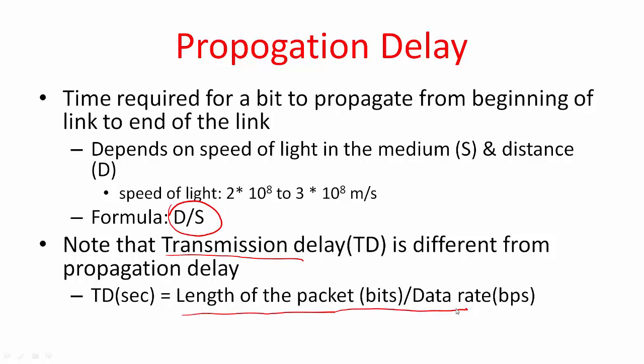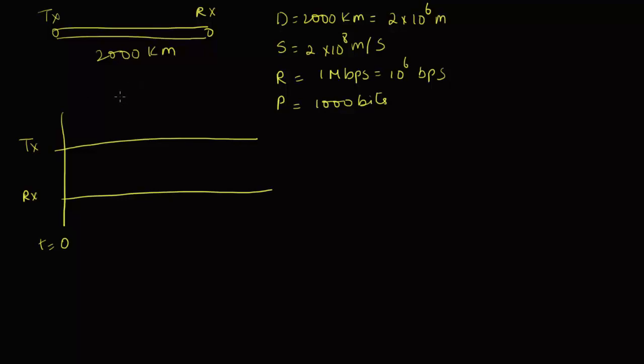Let me make this clear through an example. Suppose the transmitter and receiver are connected by a link that spans 2000 kilometers. So we have D as given by 2000 kilometers, that is 2 into 10 to the power of 6 meters. And let's assume that the speed of light in this particular media is 2 into 10 to the power of 8 meters per second. Let's also assume that this link supports a data rate corresponding to 1 megabits per second. In other words, the rate at which you are pumping bits into this media is 10 to the power of 6 bits per second. And let's assume that the packet size is 1000 bits.